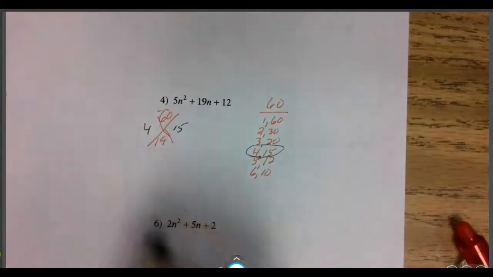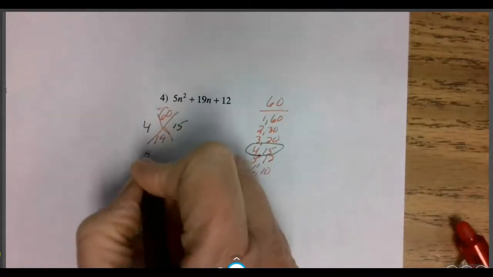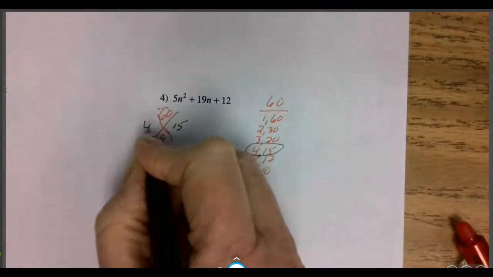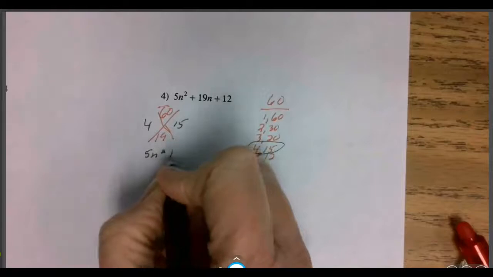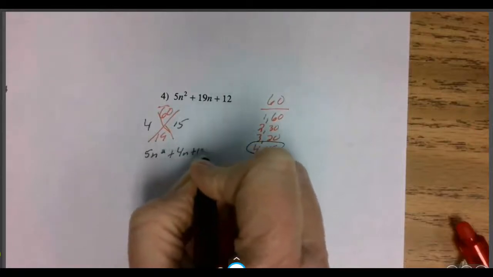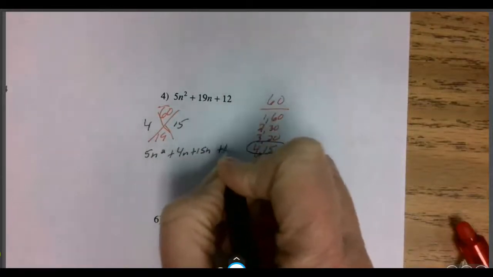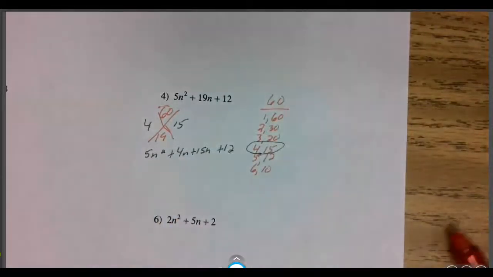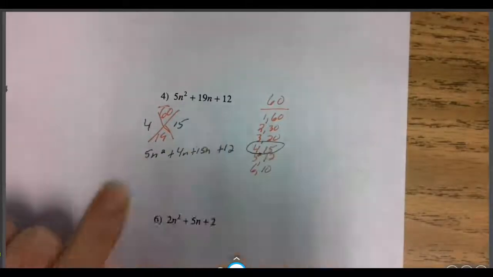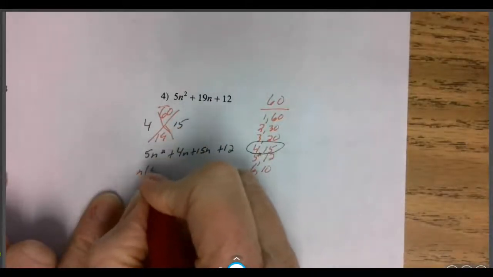Now I'm going to write it in expanded form: 5n squared plus 4n plus 15n plus 12. Now we're going to factor by grouping. So I'm going to take these first two, and I'm going to take out an n.